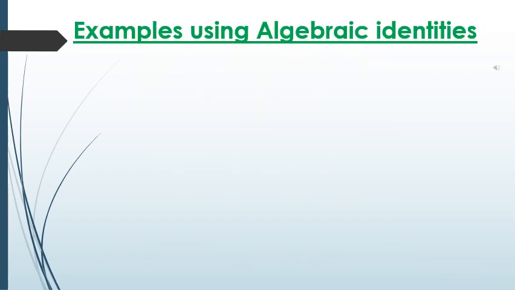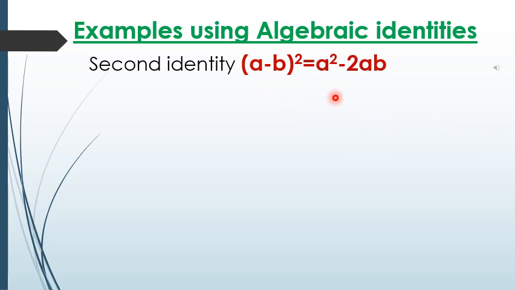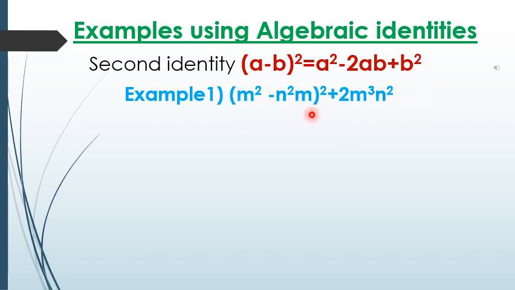I am going to solve some examples by using the second identity. That is (a - b)² = a² - 2ab + b². Let us take the first example: (m² - n²m)² + 2m³n². We will use the second identity, (a - b)² = a² - 2ab + b².